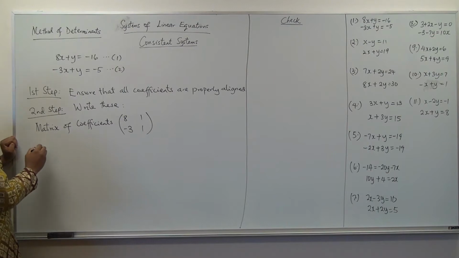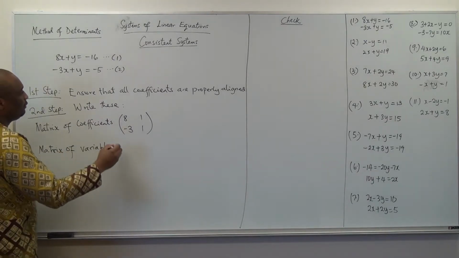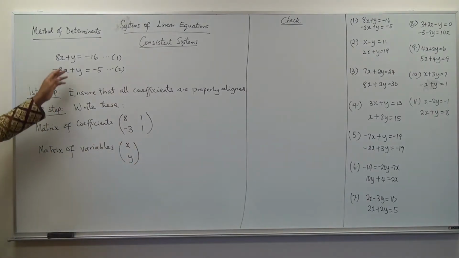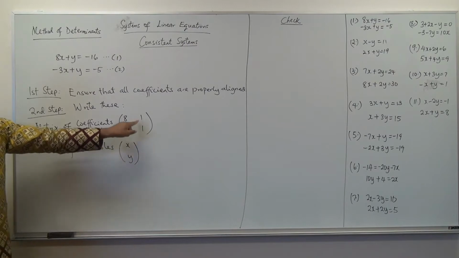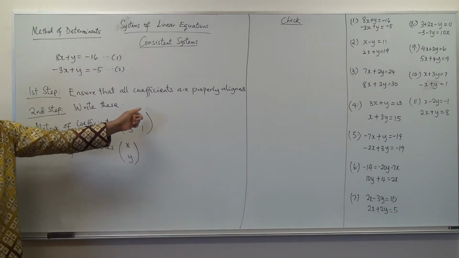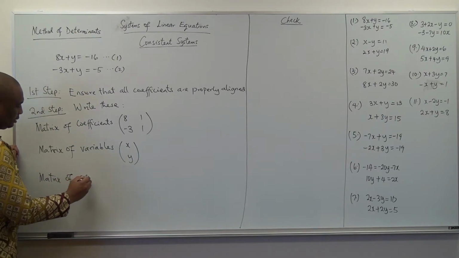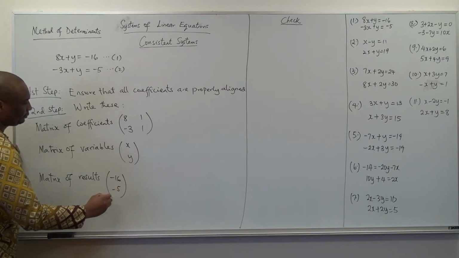Then the next thing is you write the matrix of the variables. Of course, we have it as x and y, the two variables we have. Now you see x comes first. x corresponds to this coefficient and y corresponds to this coefficient, just like saying x, y. Then the next thing you need to write is the matrix of the results, and this gives you -16, -5.